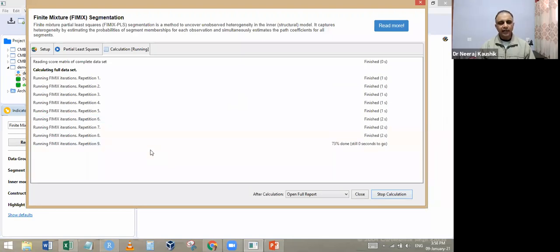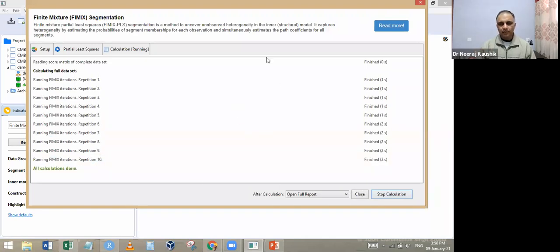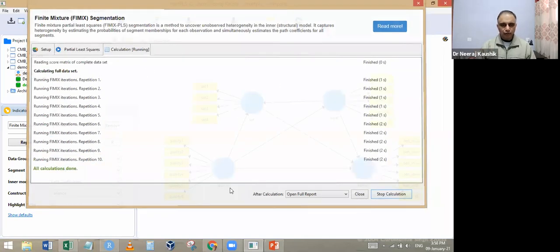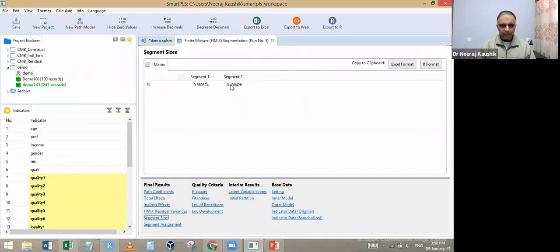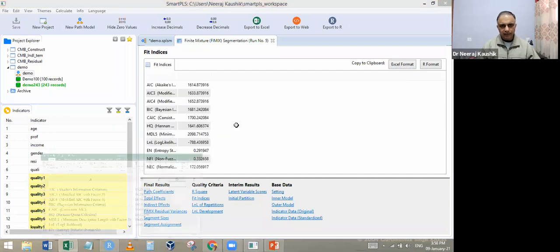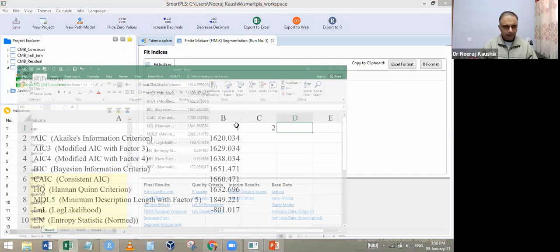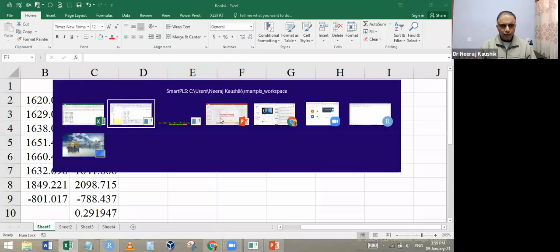8, 9, 10 repetitions are done. Iterations are done for checking. 90% finished, done. Okay, how many people in each segment? So it says 56% and 43%. Fair enough, seems good. So fit indices, Excel format, and let's save it here. This is the data. Okay, let's go once again with the 3 clusters.